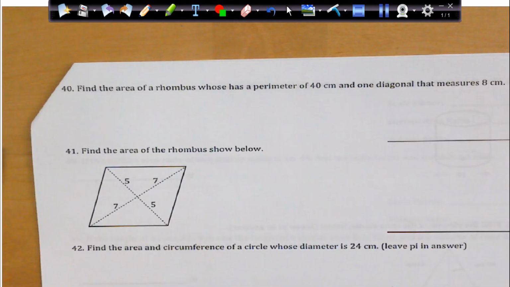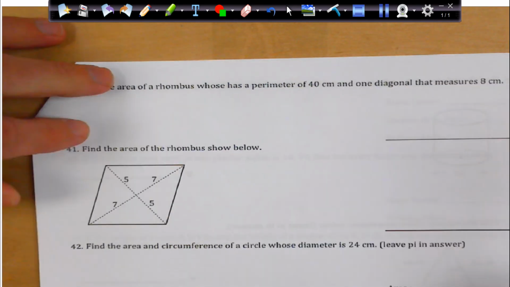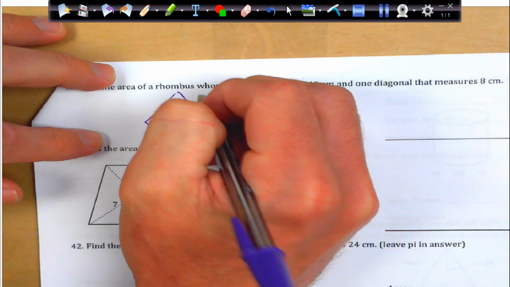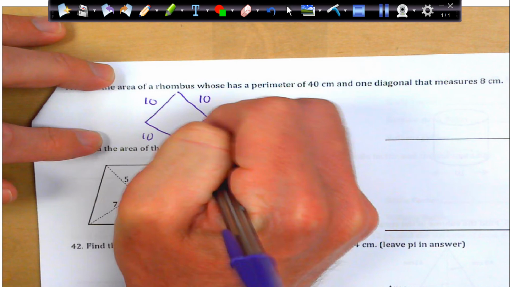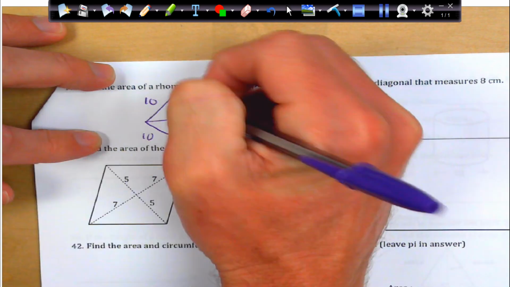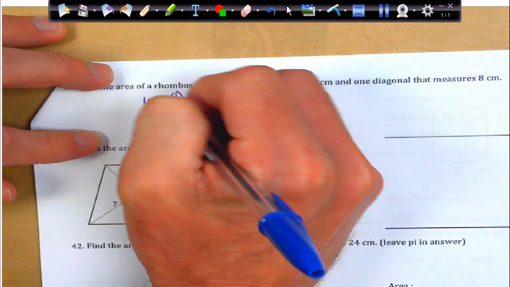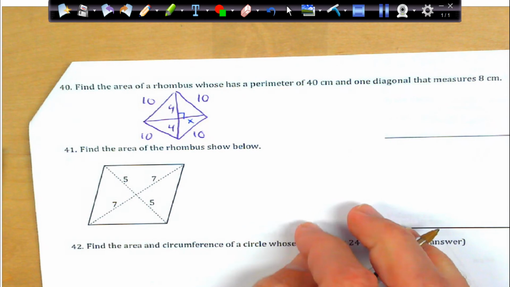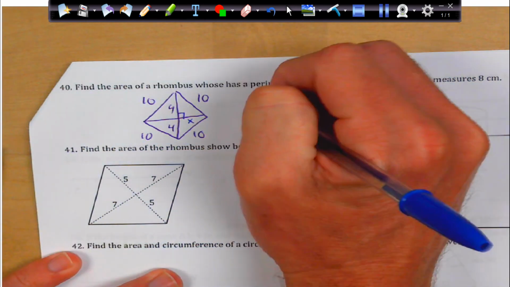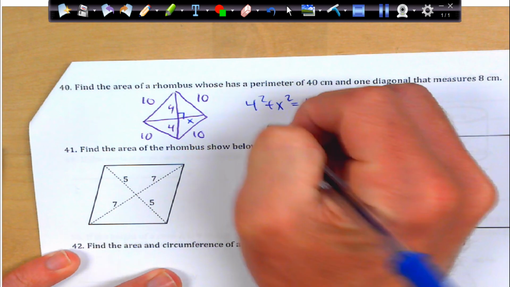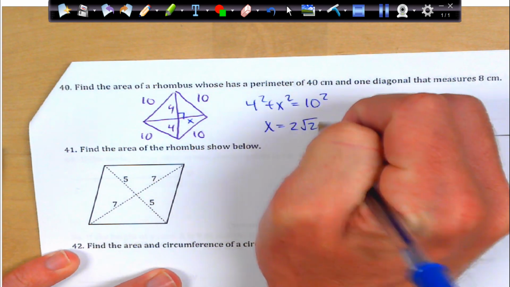All right. The area of a rhombus has a perimeter of 40 and one diagonal that measures 8. So if we draw a rhombus out, all the sides are congruent, so it should be 10 for every side. The diagonals bisect each other, so if that's 8, we really have 4 and 4. And they do form 90 degrees, so I can find x right here by using the Pythagorean theorem. 4 squared plus x squared equals 10 squared. If you solve that correctly, x equals about 2 rad 21.